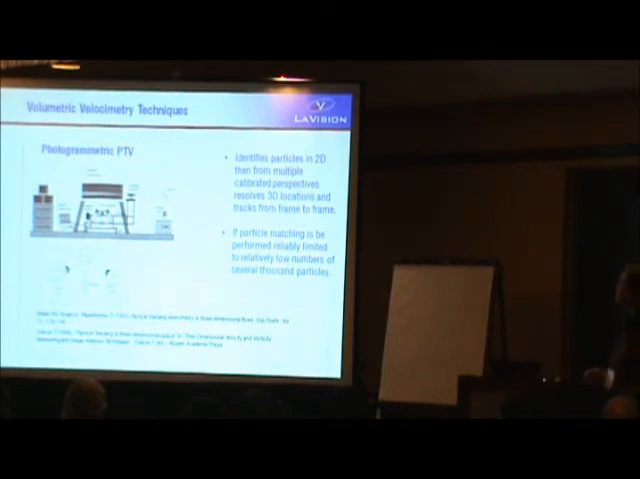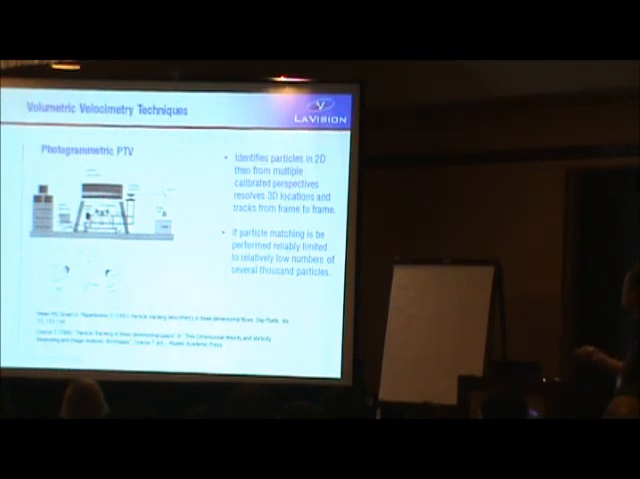Volumetric techniques. The whole field of photogrammetry is the use of multiple cameras for viewing an object or a field of view from multiple perspectives to resolve three-dimensional shape or three-dimensional motion. And that can be used in a PTV or particle tracking type application, as it is here. Particle tracking velocimetry in three-dimensional flows.